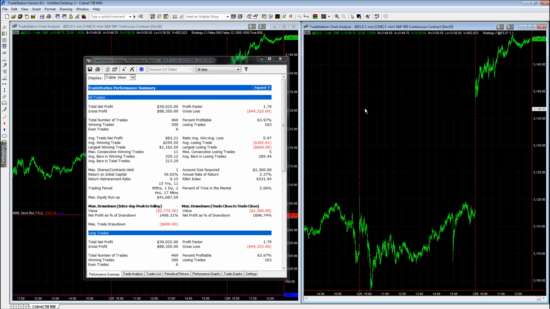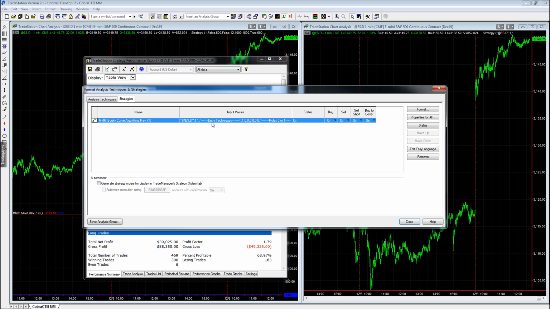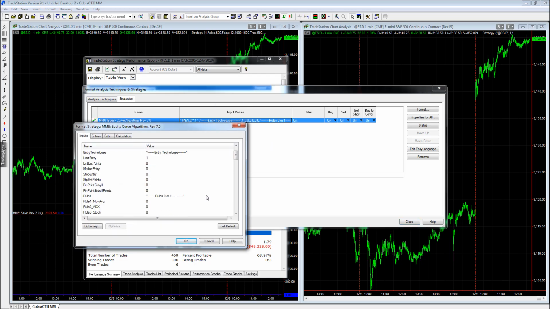Let's look at which money management algorithm we use. So if you go Format, Strategies, and you see we just use the average trade profit and the average drawdown. The average drawdown did not add much to it. Rule 8 did not add much to it. But these are the inputs.